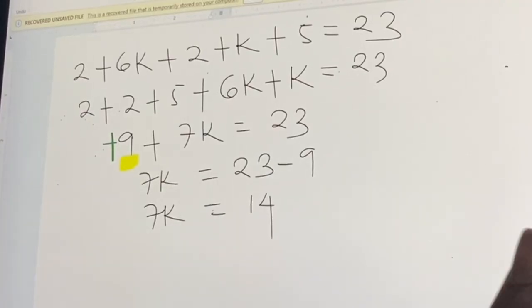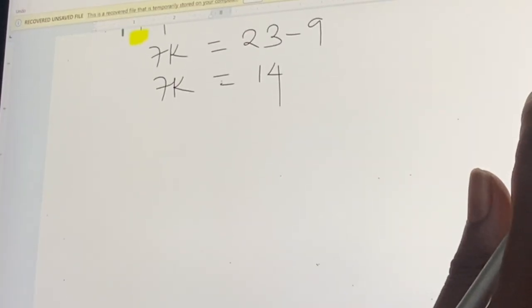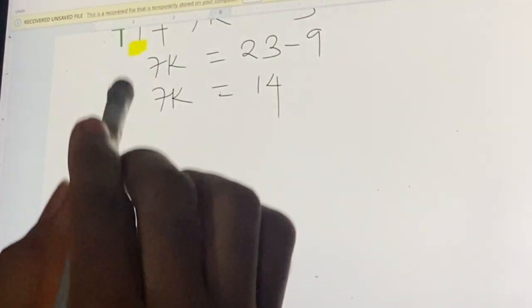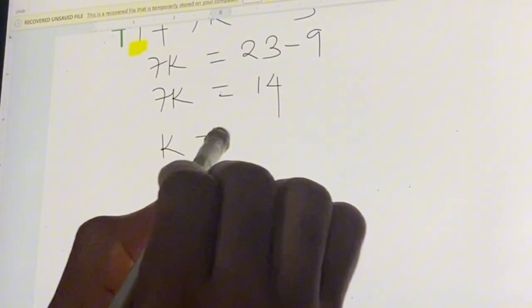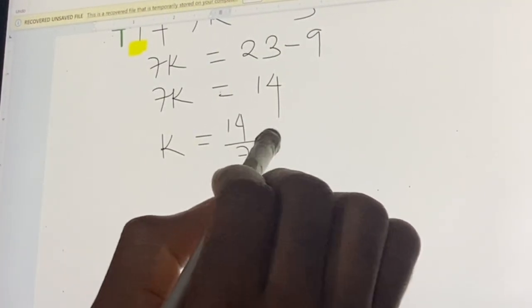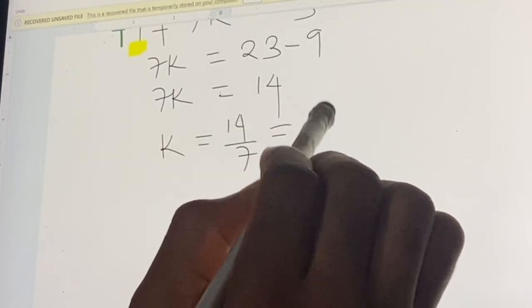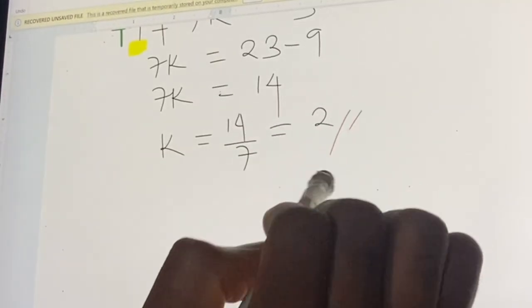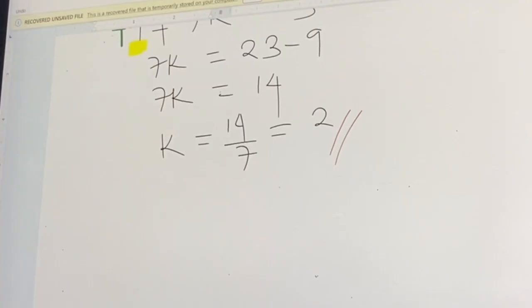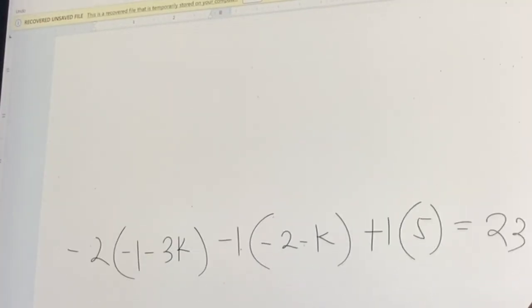Our intention here is to make k the subject here. So I will divide both sides by 7. So when you do that, k will be equal to, class, 14 over 7. So my answer here is 2. Please take note. So the option there is B. You can tick option B there. Okay.